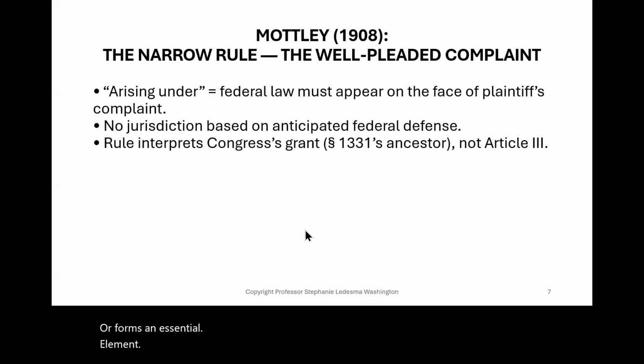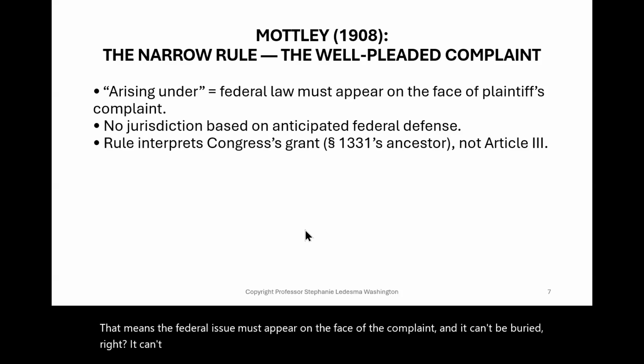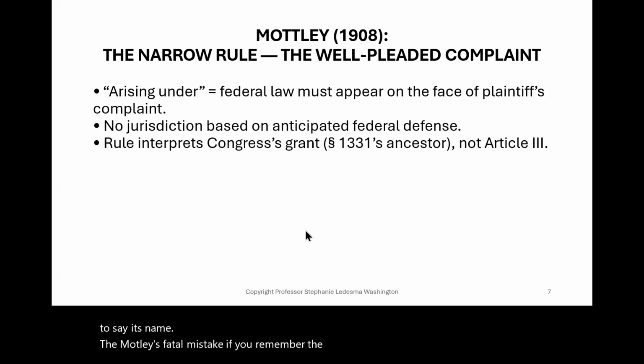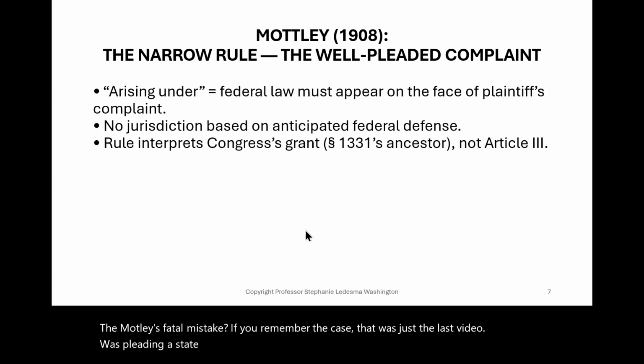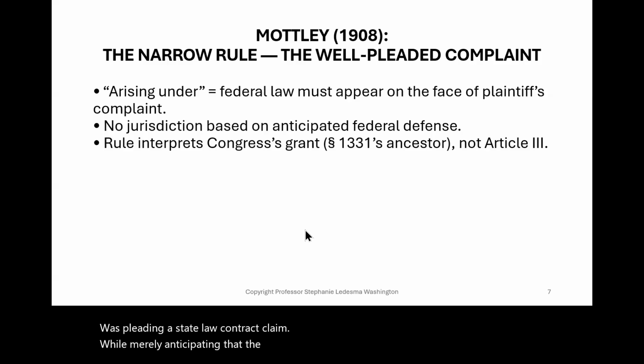That means the federal issue must appear on the face of the complaint, and it can't be buried, right? It can't be a defense. It can't be an anticipated defense. It has to say its name. Motley's fatal mistake, if you remember the case, that was just the last video, was pleading a state law contract claim while merely anticipating that the railroad may rely on a federal statute as a defense.